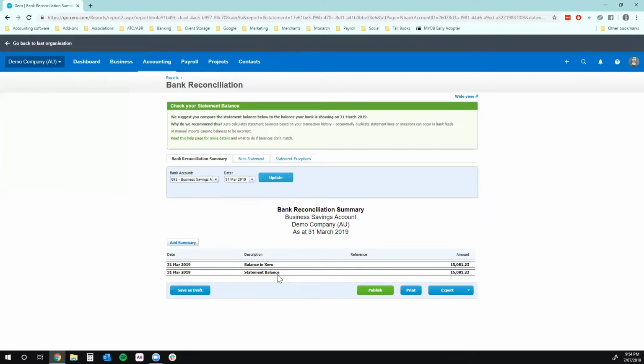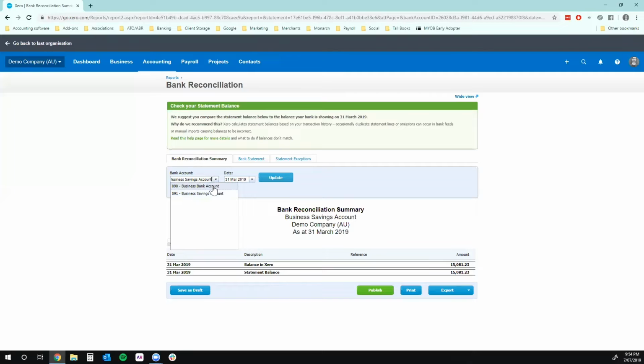Xero can from time to time have opening balance issues or missing transactions. So the final step here is to take this balance on the 31st of March and compare that to what your bank statement says from the bank itself on the 31st of March. If they match, perfect, that's reconciled. Next thing we do is go to the other account. So this is the business savings account.